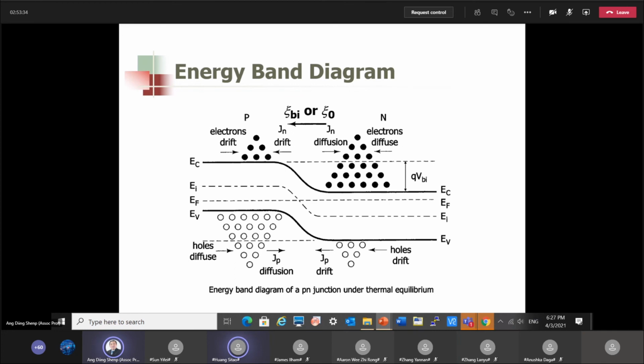The intrinsic Fermi level of a material is always near the center of the band gap of the semiconductor. Yeah, it doesn't change. So here is near the center. Here is near the center. Even here, where we have the space charge region, the intrinsic Fermi level is still at the center of the band gap.